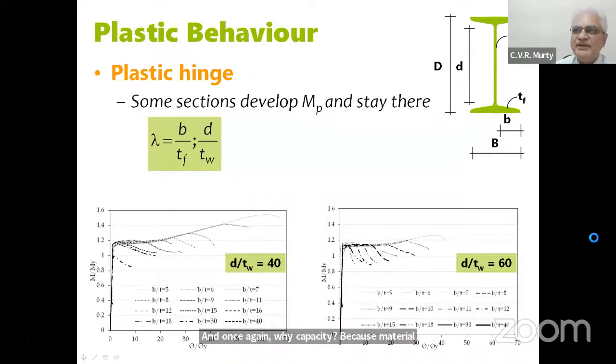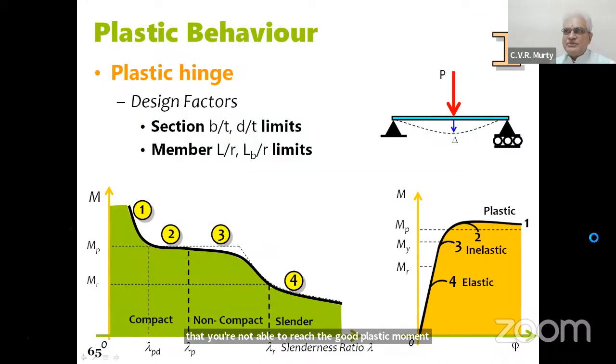Look at those pictures where you have D by T's or B by T's that are very small. You will notice that you're not able to reach the plastic moment capacity; the members are failing well before that. So the design codes now give you classification of sections based on B by T's, D by T's, and also based on the member lengths here.